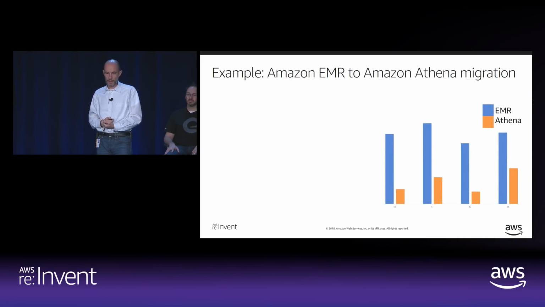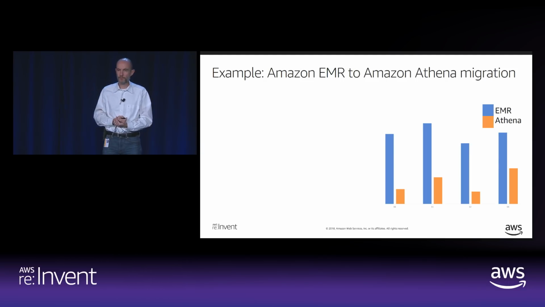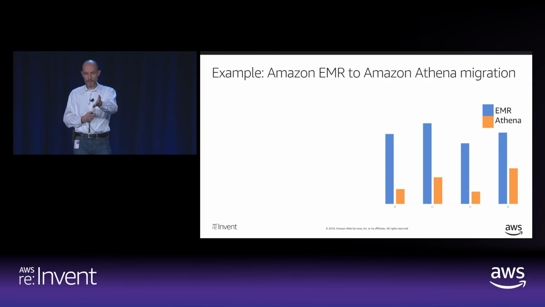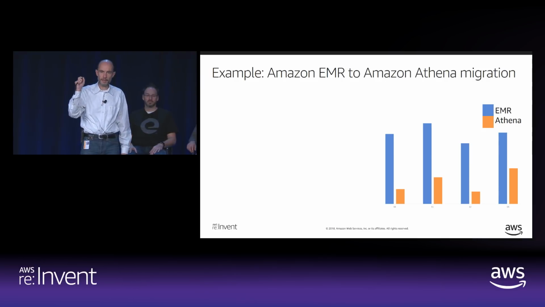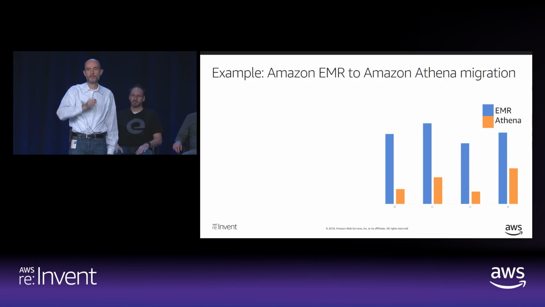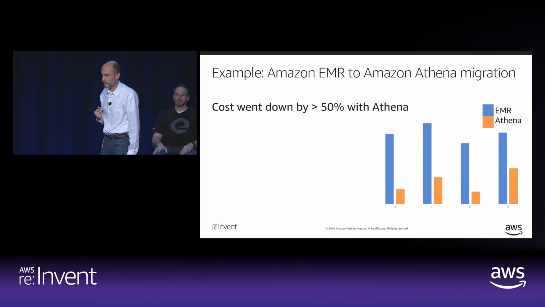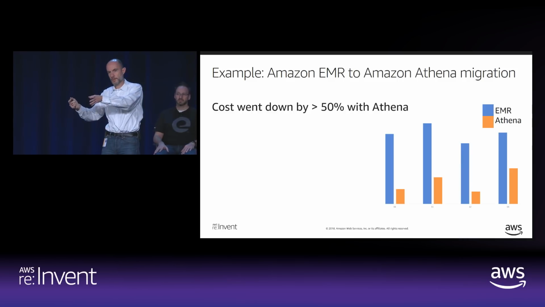Many more services you can try out here. Here's an example. The same customer that introduced DAX before, they used Amazon Elastic MapReduce to analyze their log files. And so they tried out using Amazon Athena instead, which is a service that allows you to run SQL queries directly on your S3 data. And the result was that the cost went down by 50% just by replacing Elastic MapReduce clusters with Amazon Athena.